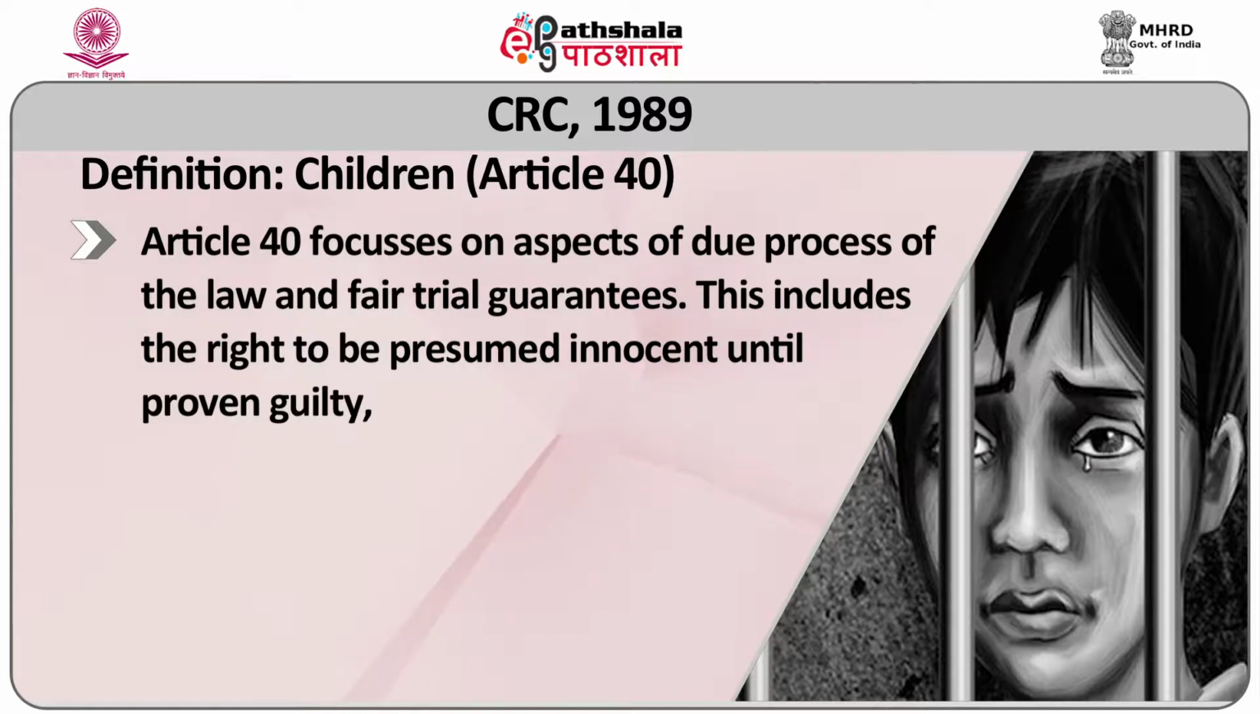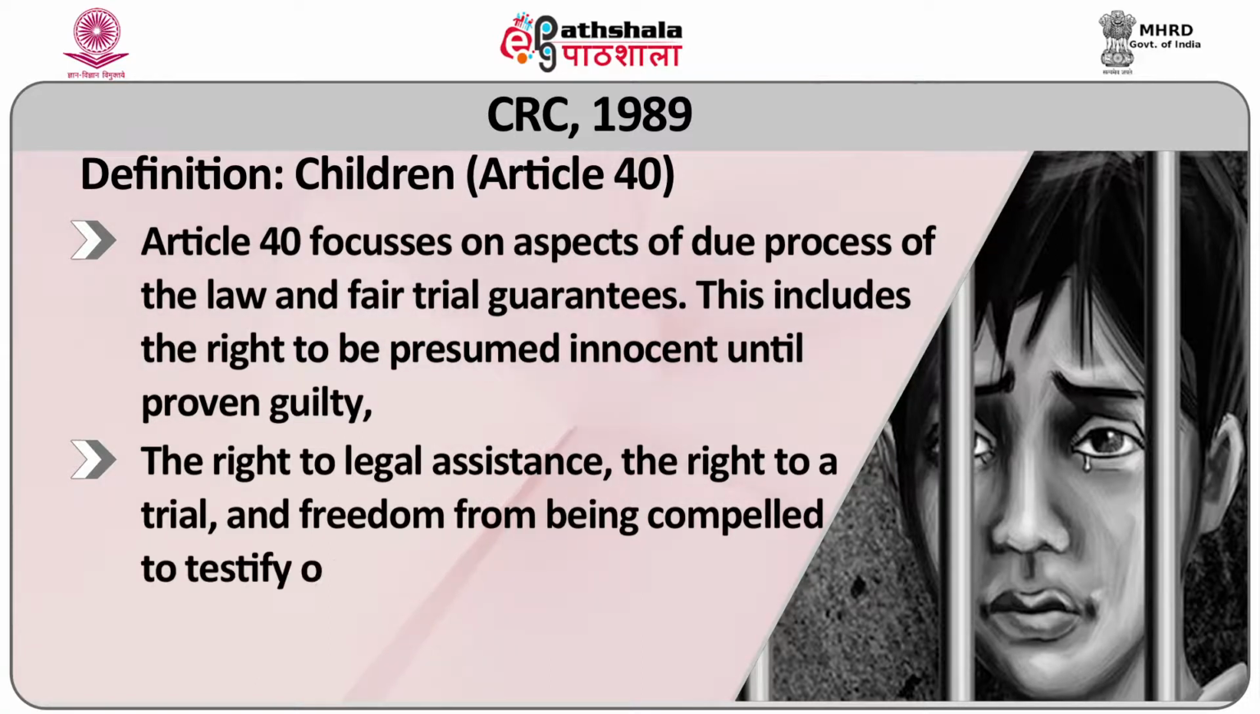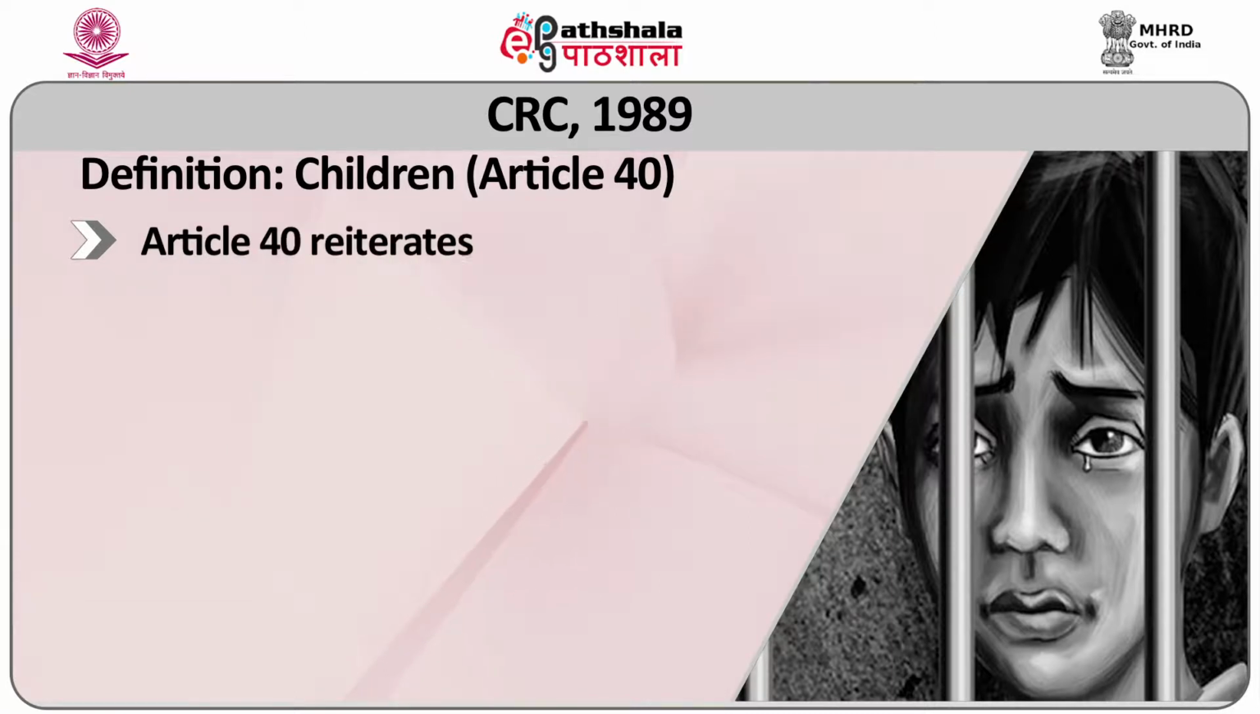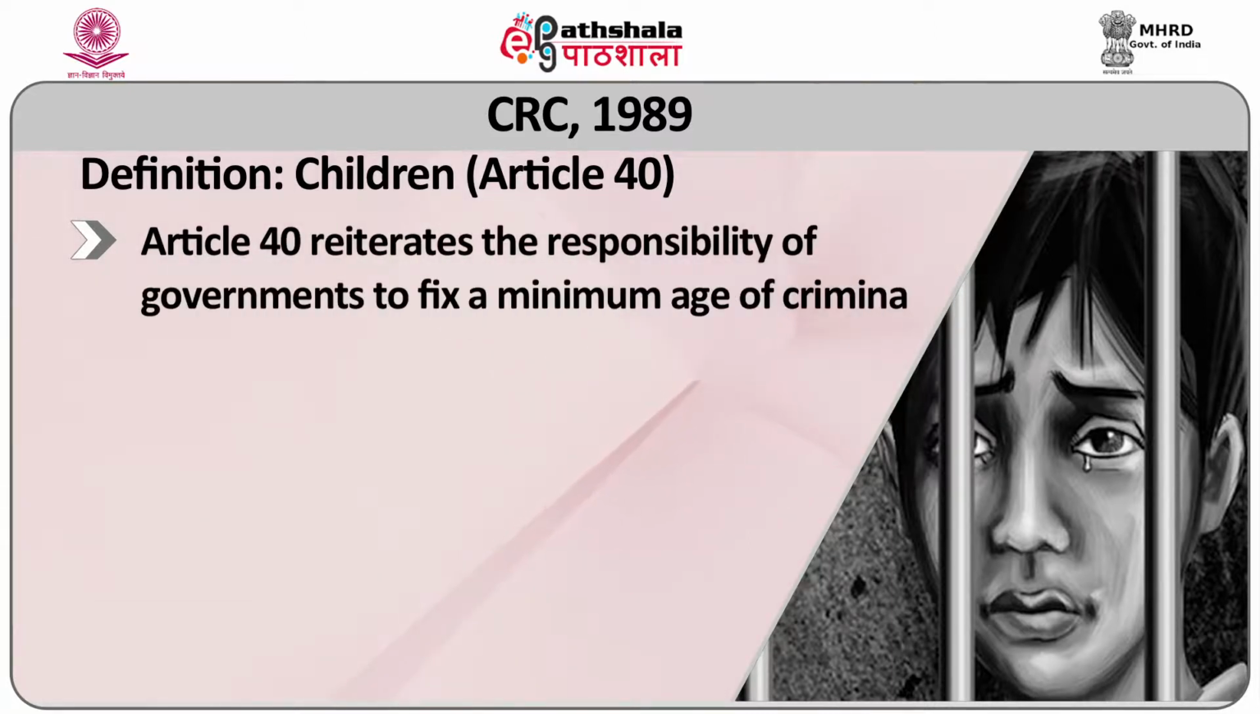This includes: 1. The right to be presumed innocent until proven guilty. 2. The right to legal assistance. 3. The right to a trial. 4. Freedom from being compelled to testify or enter a guilty plea. Article 40 reiterates the responsibility of governments to fix a minimum age of criminal responsibility.